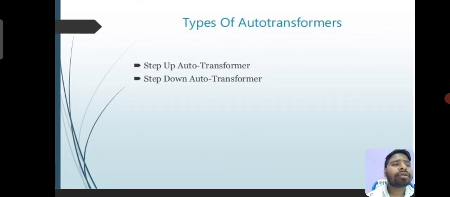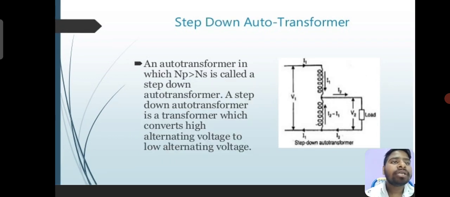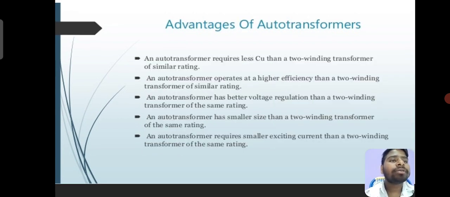Types of auto transformer: step up auto transformer and step down auto transformer. A step up auto transformer is one in which Ns is greater than Np. A step up transformer converts low alternating voltage to high alternating voltage. This is the step up auto transformer figure, and this is the step down auto transformer figure. An auto transformer in which Np is greater than Ns is called a step down auto transformer. A step down auto transformer converts high alternating voltage to low alternating voltage.